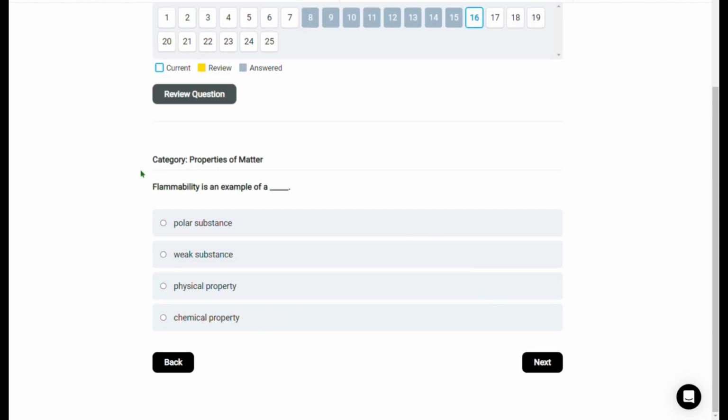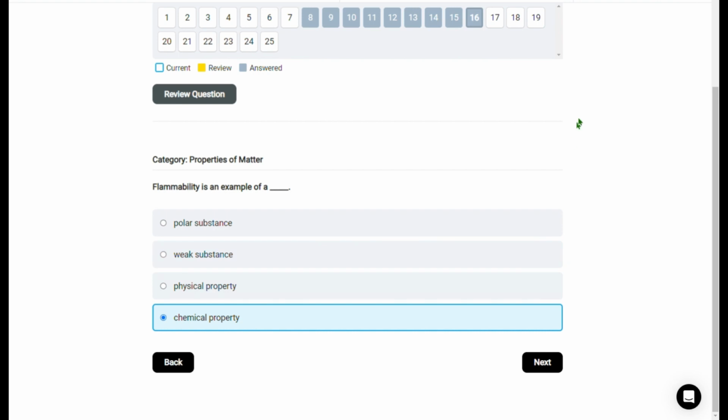Next up, flammability is an example of what? Flammability would be an example of a chemical property. We can really rule out polar substance and weak substance. Those are just descriptions of what a chemical has, not exactly what it does or what it is like. A lot of students want to think of physical properties when it comes to flammability. However, a physical property would be something like density, molecular weight, and things like that.